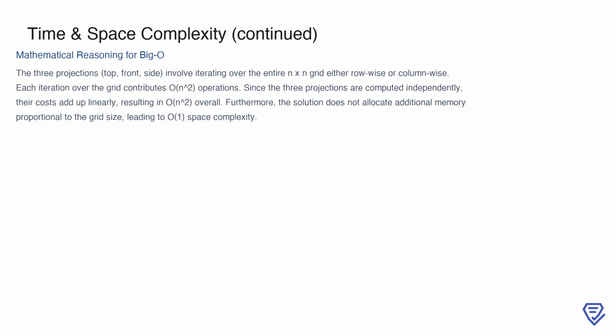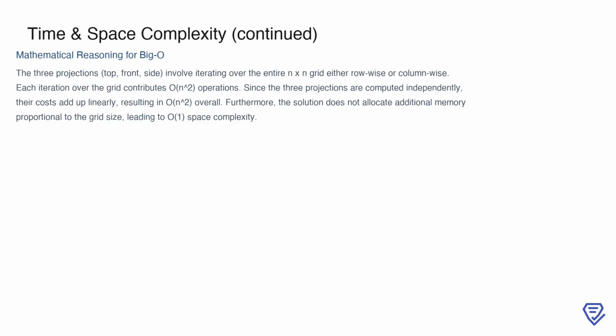To compute the top, front, and side projections, we iterate over the entire n×n grid row by row or column by column. Each complete iteration over the grid contributes n squared operations, and since the three projections are computed independently, their costs simply add up linearly. Therefore, the overall time complexity is n squared.